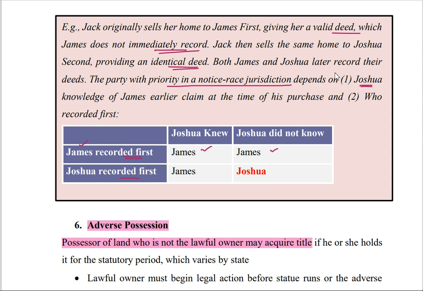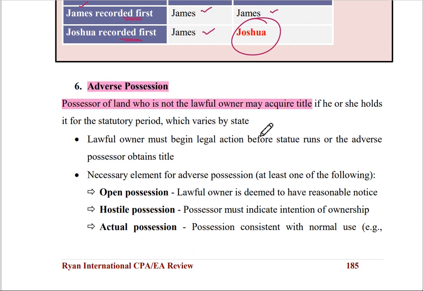Or let's say Joshua recorded first, before James. Both of them had an identical deed, but Joshua recorded it first. If Joshua knew that Jack had originally sold to James, then James wins. Let's say Joshua did not know that this property was initially sold to James. In such a case, Joshua wins if Joshua records first. All right, so what is adverse possession?